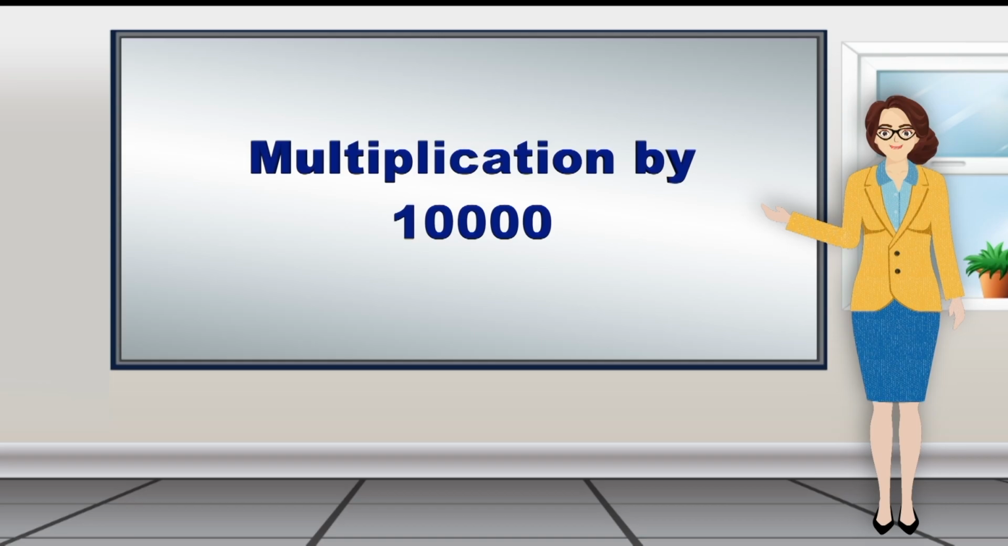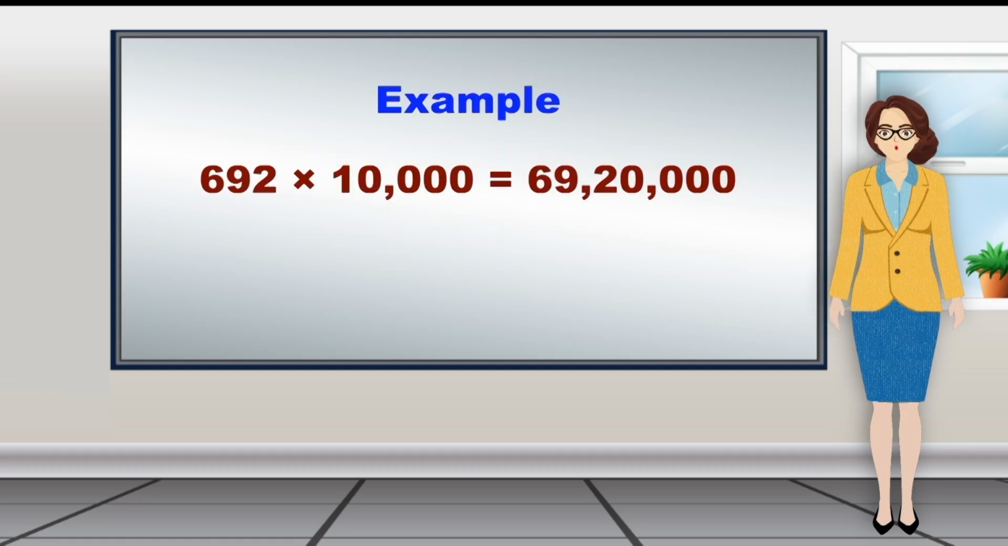Multiplication by 10,000. When we multiply a number by 10,000, 4 zeros are added to the right of the multiplicand to get the product. Example, 692 multiplied by 10,000 equal 69,20,000. Students, here, as we multiplied by 10,000, so 4 zeros are added to the multiplicand.